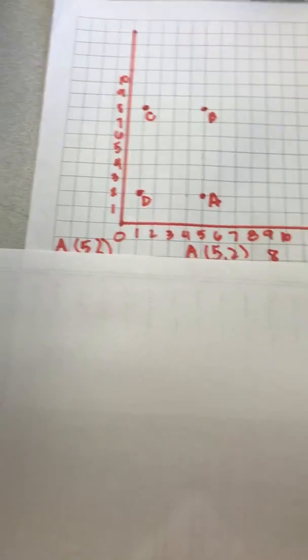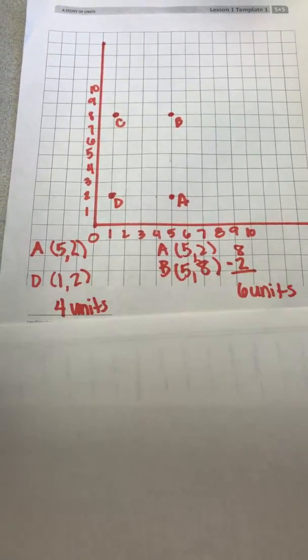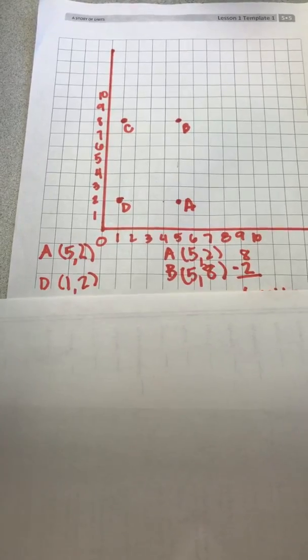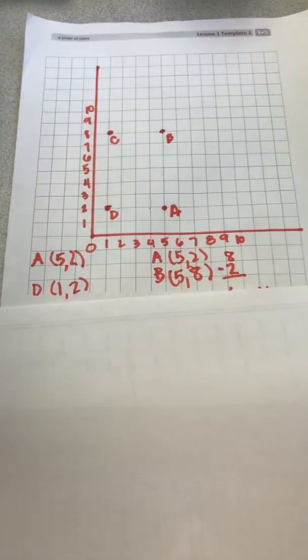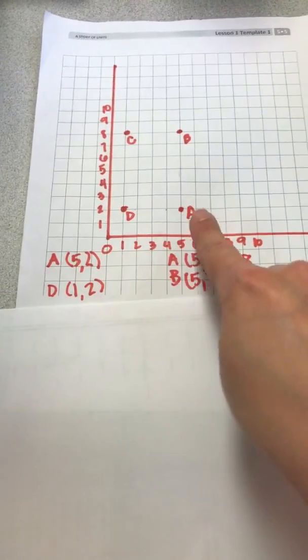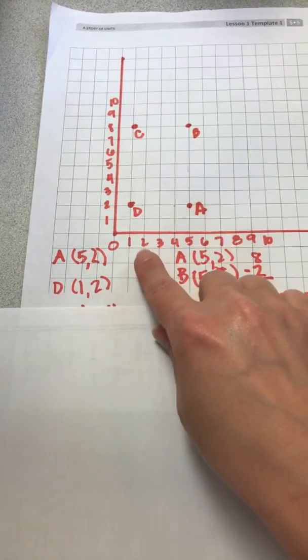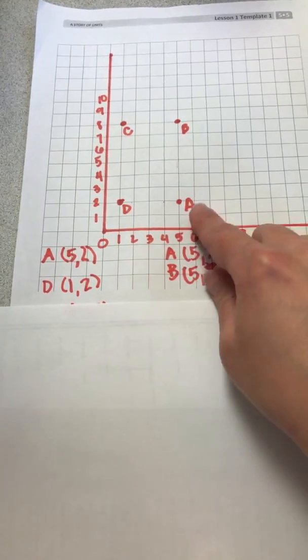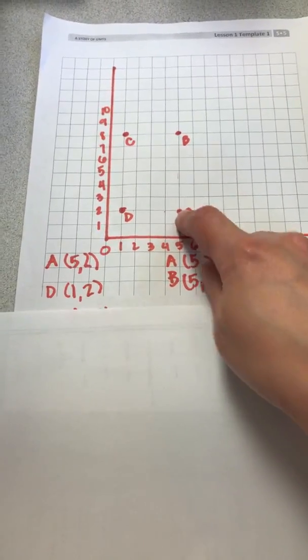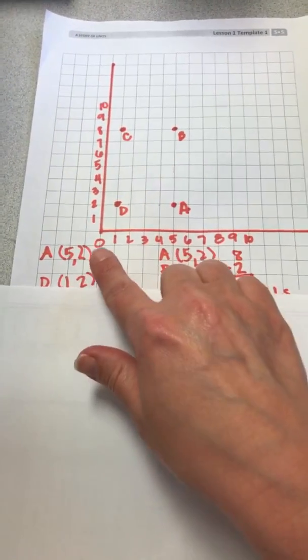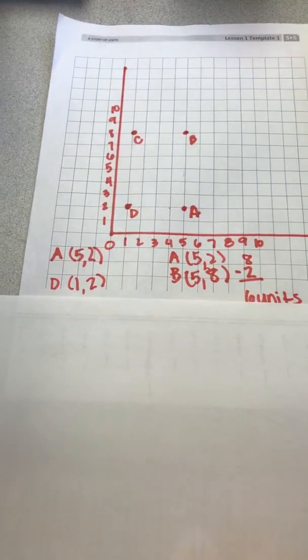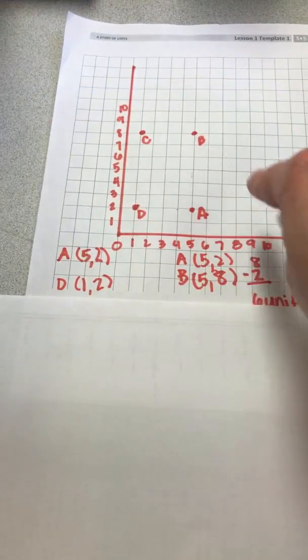In my other video that I made, I wrote the coordinates on the graph. So point A is located on the x-axis at point 5, and it's located on the y-axis at point 2. So its location is 5 and 2. And I did that with all of those.